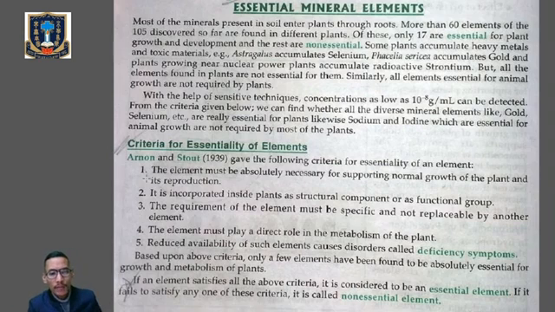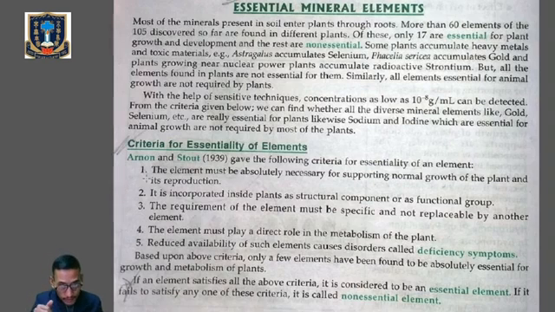Number one, the element must be absolutely necessary for supporting normal growth of the plant and its reproduction. So whatever element we have discovered, that element must have specific functions for the growth and development of a plant, and it must also help in its reproduction. These are the criteria. Number two, it is incorporated inside the plant as a structural component or as a functional group. So it has to be one of the most important components or functional groups of a plant.